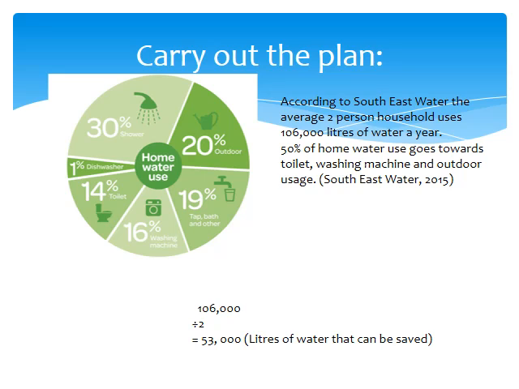As you can see in this diagram, according to South East Water, the average 2-person household uses 106,000 litres of water a year. 50% of this water is going towards the toilet, washing machine and outdoor usage. So to work out how much water the rainwater tank will be going towards, we take 106,000 litres and divide it by 2 to get 50% of the water, which is 53,000 litres of water that can be saved per year.